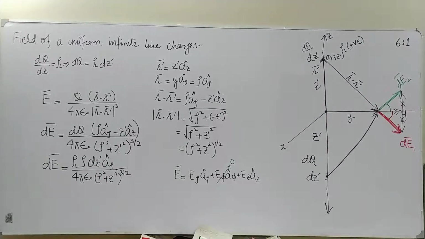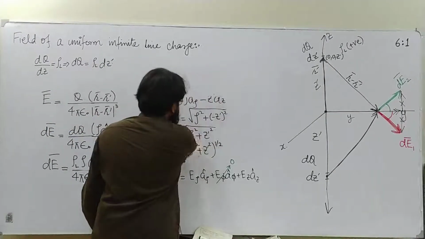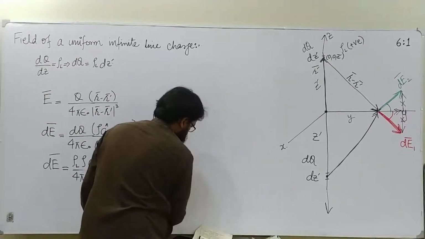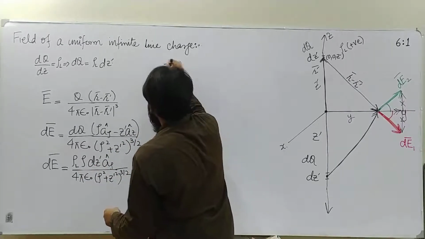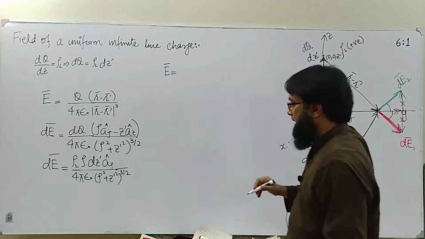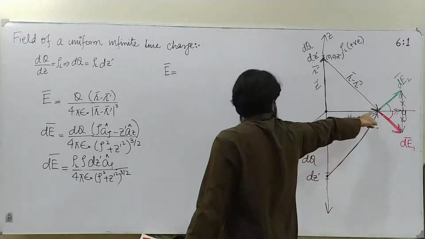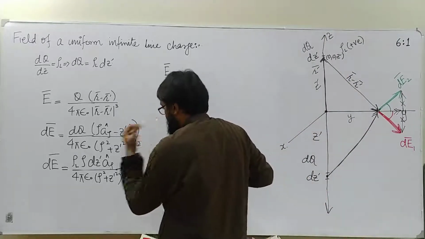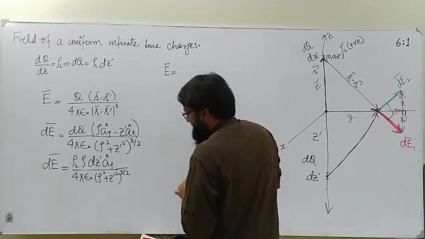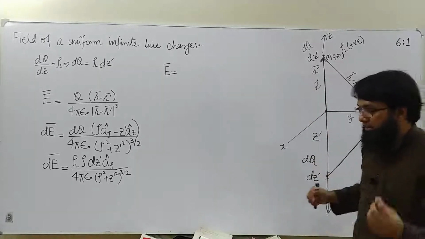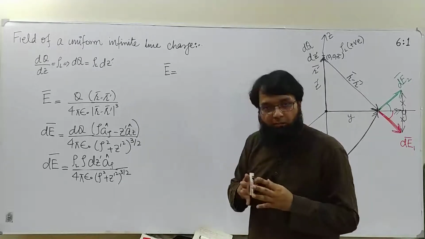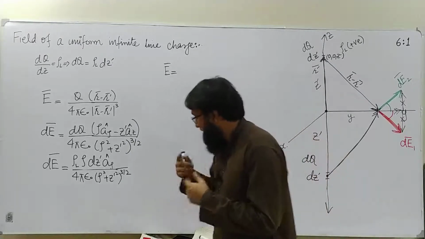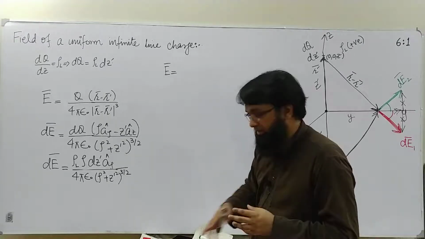Okay, so now we can integrate it. If we integrate this expression, we'll get the complete electric field intensity at this field point due to this whole line charge. So would this integration be double, triple, or single? Definitely it will be single. Why? Because there is only one variable of integration. With respect to which variable would we integrate this expression?